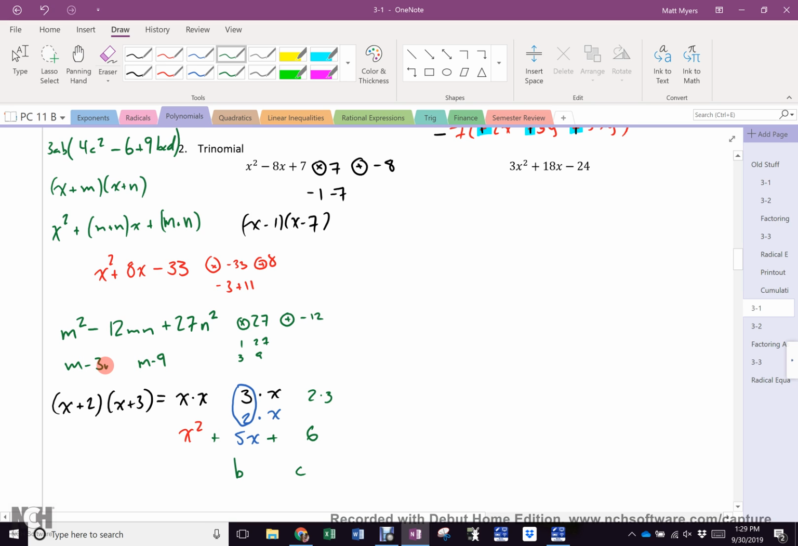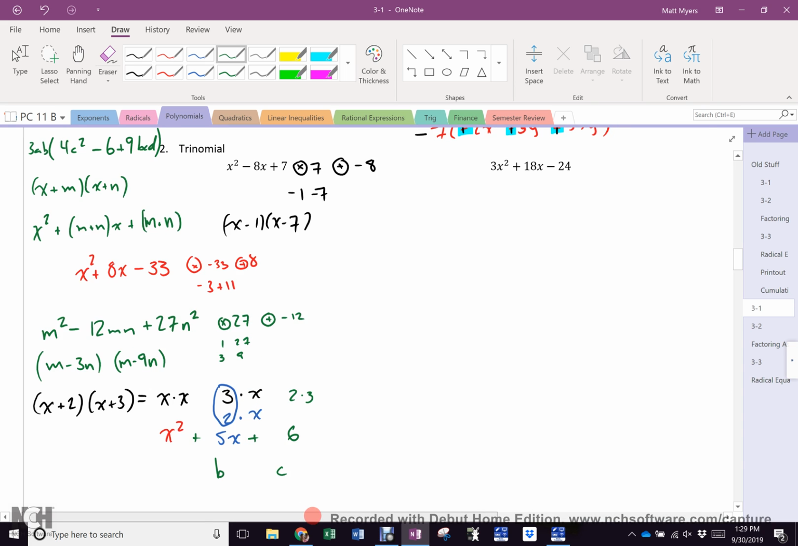What is missing? I need the n, so I get back my n squared at the end. Is everybody good? All right, slide across the page.